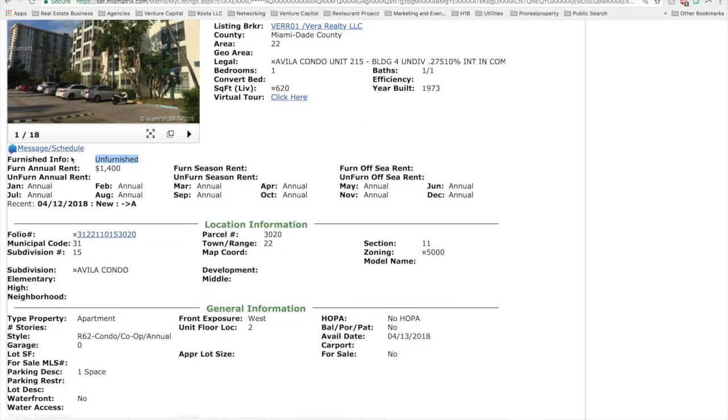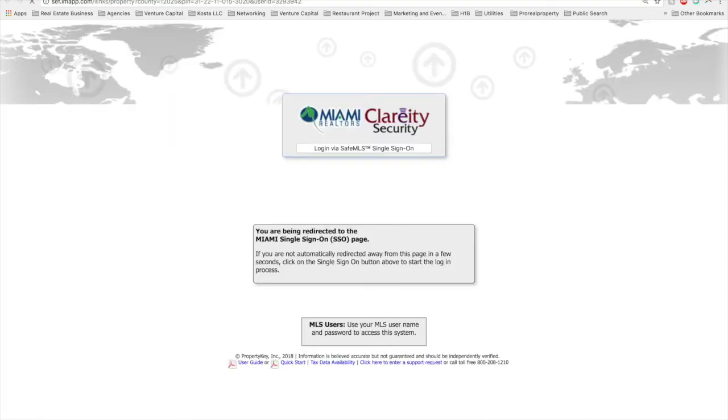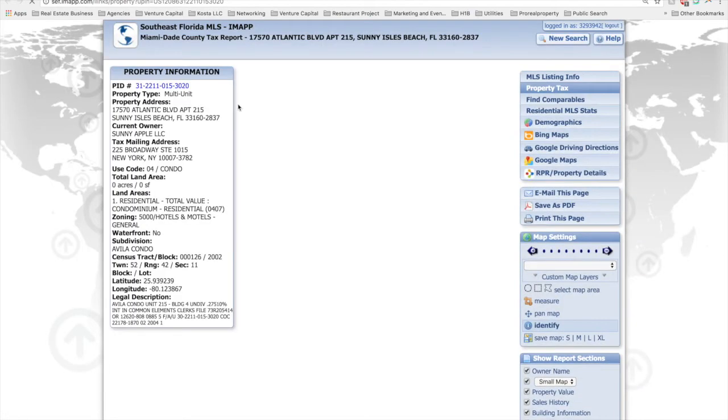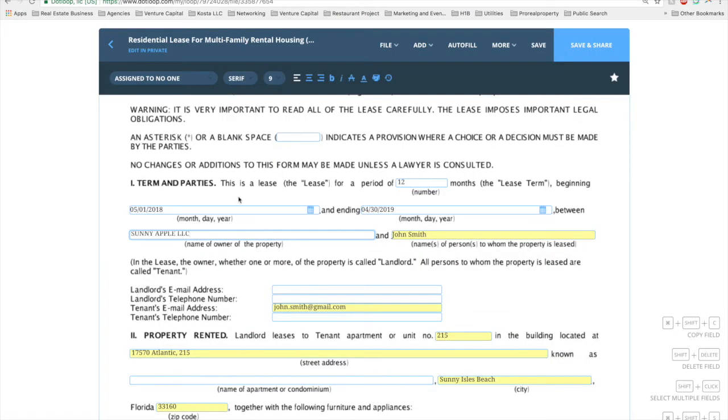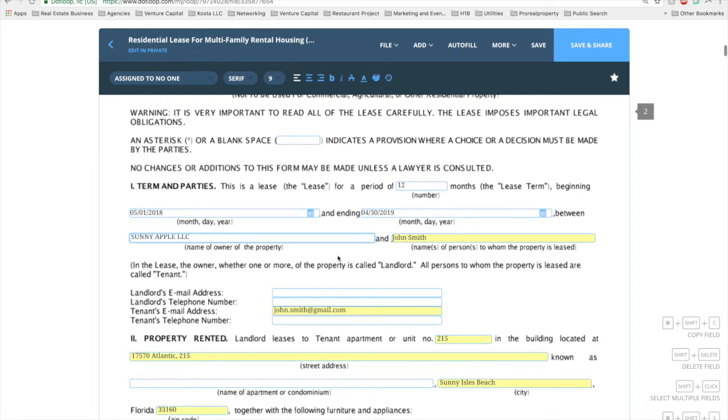So again, we go to MLS, click on folio number. It will pull up IMAP, and here we have Sunny Apple LLC. Paste over here. John Smith already pre-filled. In the lease, the owner, wherever one or more of the property, is called landlord. All persons to whom the property is leased are called tenant.